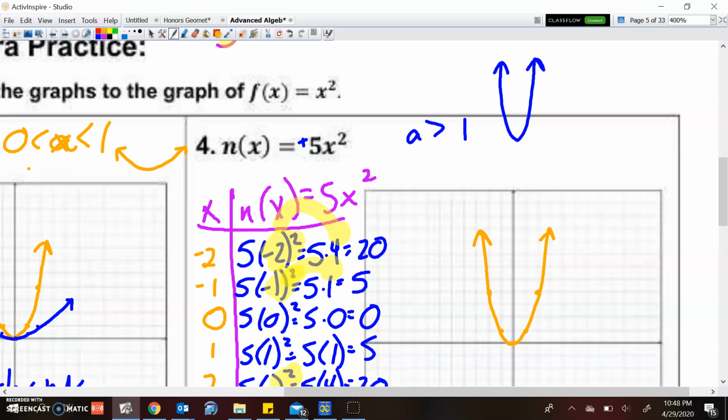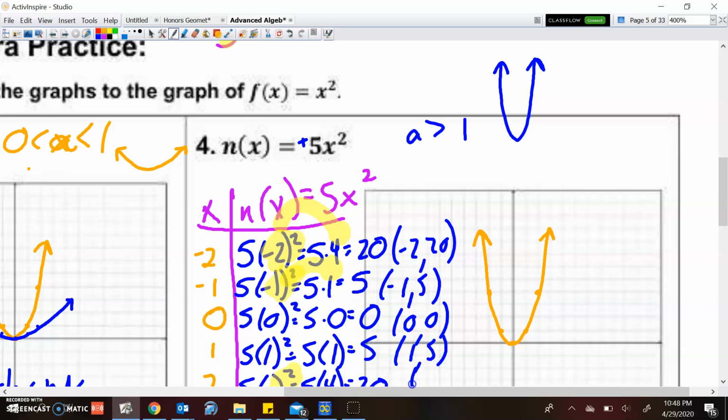So my ordered pairs are -2, 20, -1, 5, 0, 0, +1, 5, and +2, 20. So -2, 20, this goes up 4, 8, 12, 16, we'll say 20 is right here. Then we have -1, 5, not too much. Then we have 0, 0, +1, 5, and 2, 20.